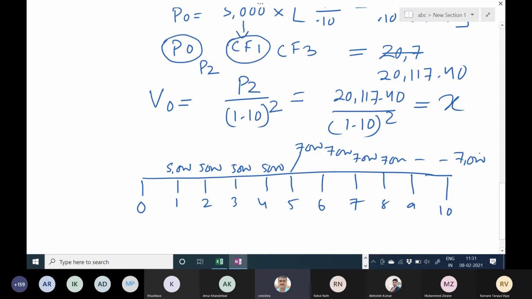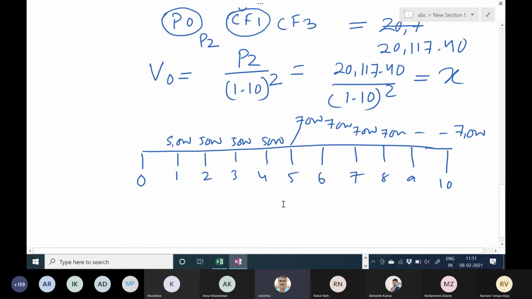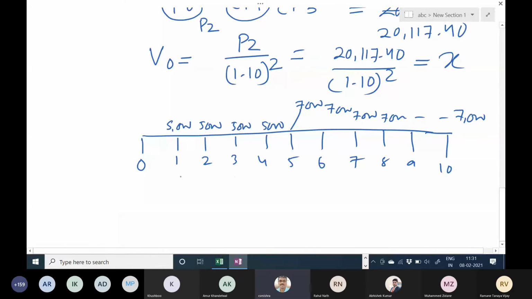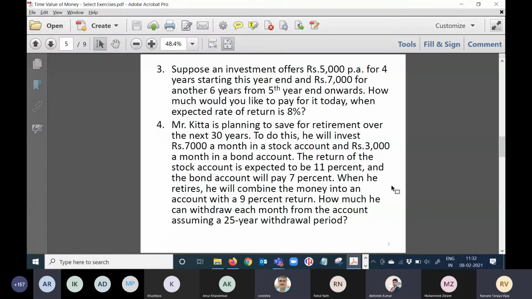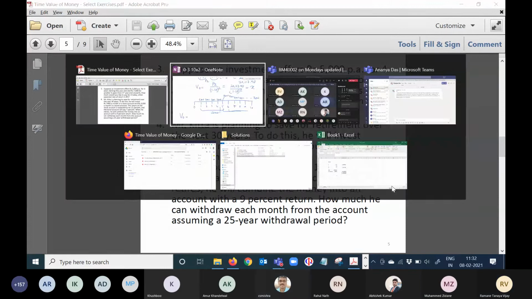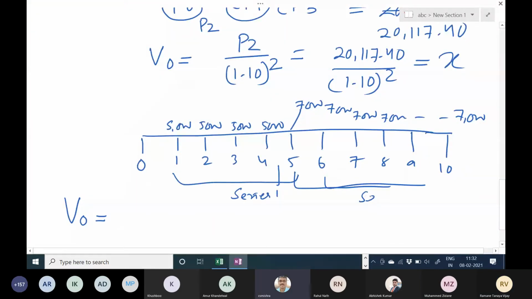Now how do you solve this problem? What is this effectively? This is a simple annuity for us, no problem. So your V0 is equal to, let us take this as series 1, up to the 4th year. Series 2 is from 5 to 10. 5 to 10 or 5 to 9? 6 years, so it is 5 to 10. Okay, series 1 and series 2.